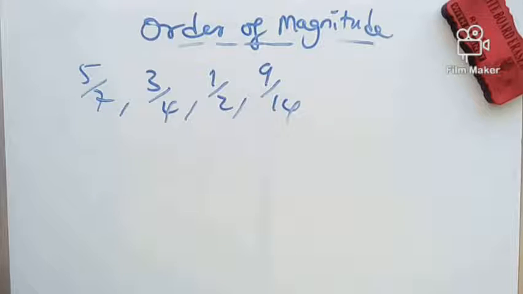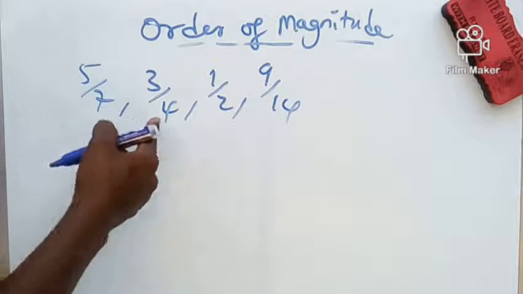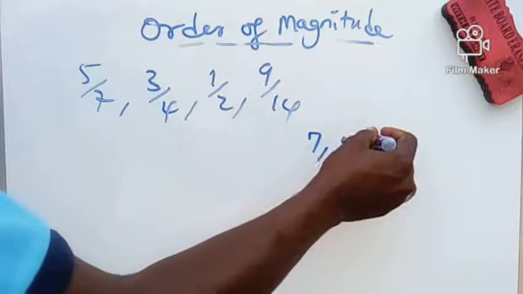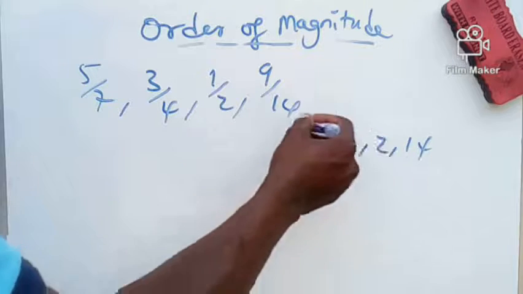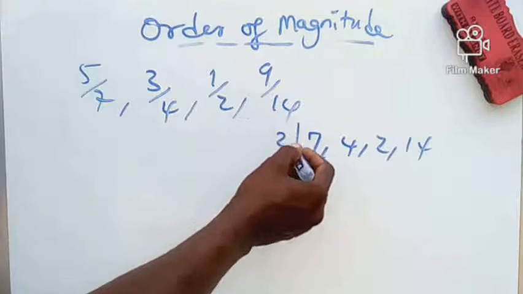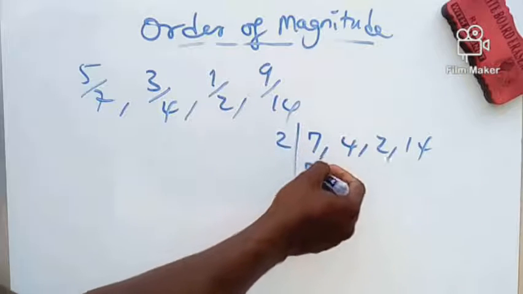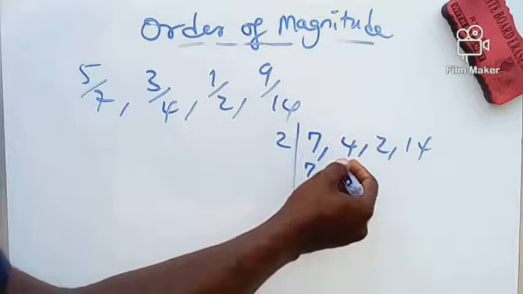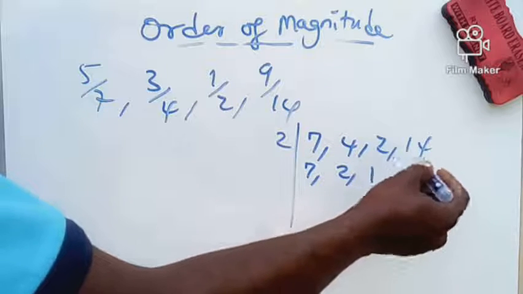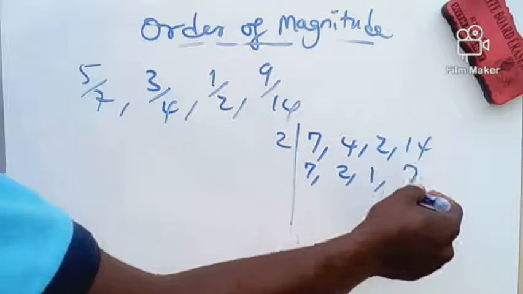To solve this, we simply find the LCM of the denominators. So let's take all the denominators and find their LCM: 7, 4, 2, 14. What can divide without a remainder? Lowest number, 2. 2 cannot divide 7, so you write down 7. 2 can divide 4, you have 2. 2 into 2, you have 1. 2 into 14, you have 7.